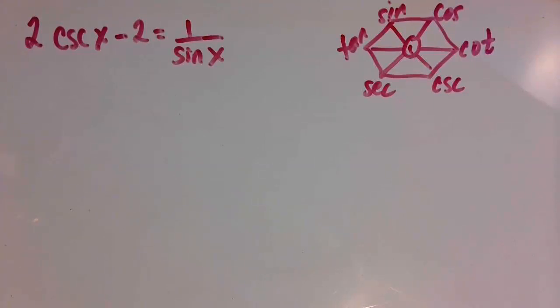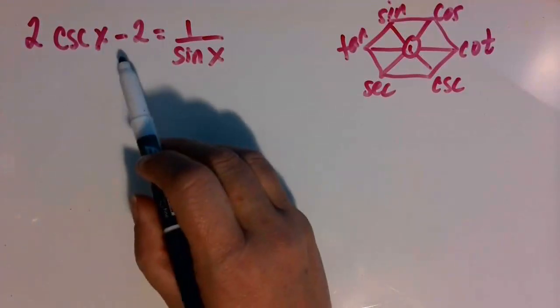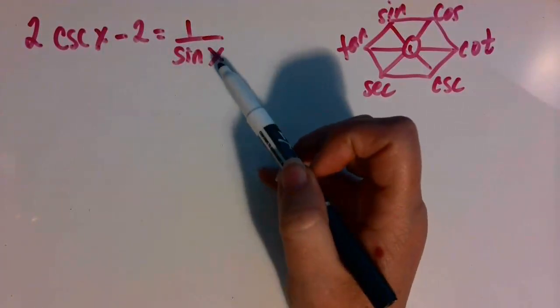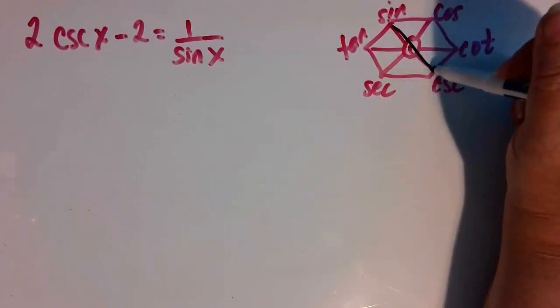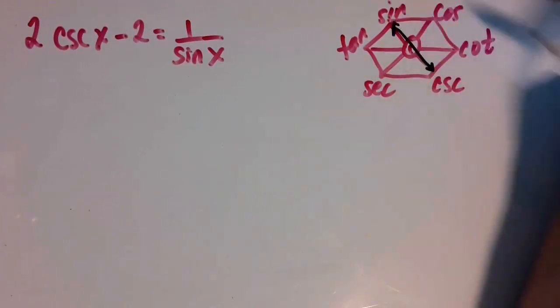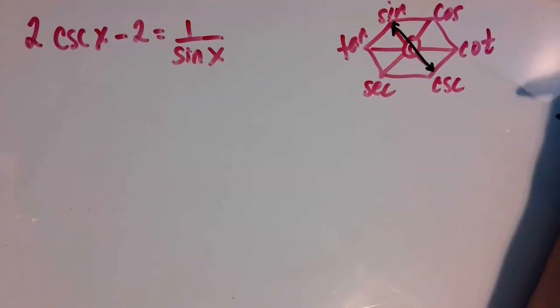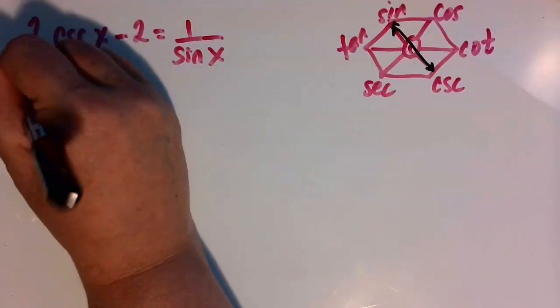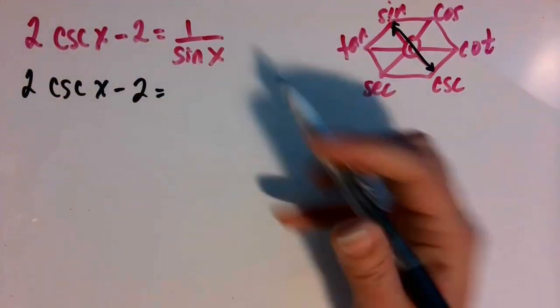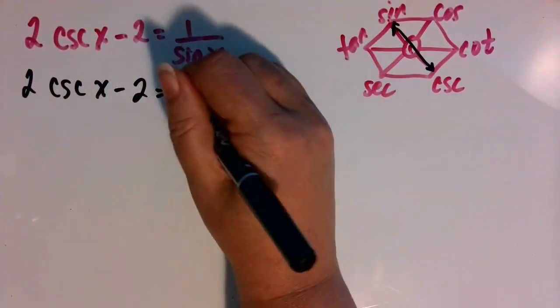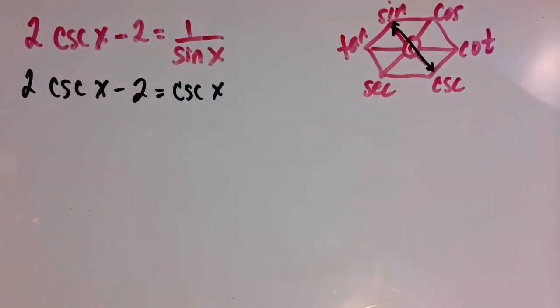Okay, in this problem, we're going to be solving the equation 2 cosecant of x minus 2 is equal to 1 over sine of x. And cosecant and sine are reciprocal identities on the trig hexagon. So we can rewrite this equation with the cosecant of x instead of 1 over sine of x.